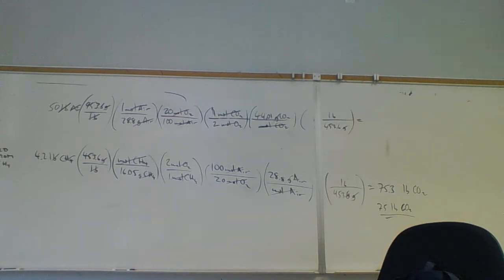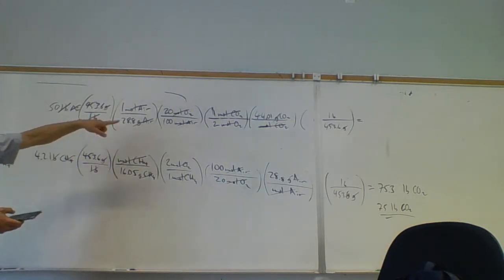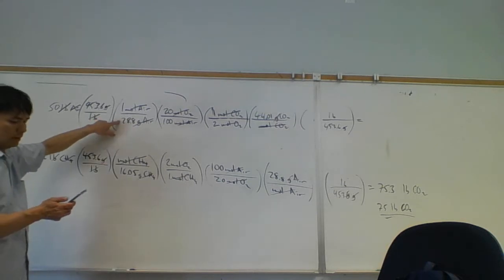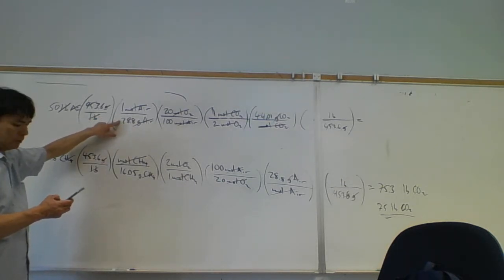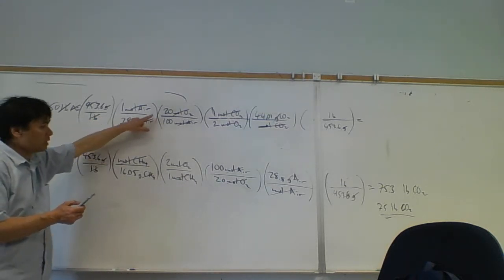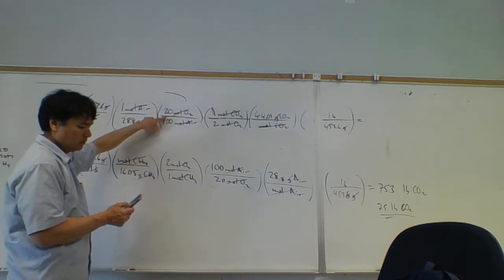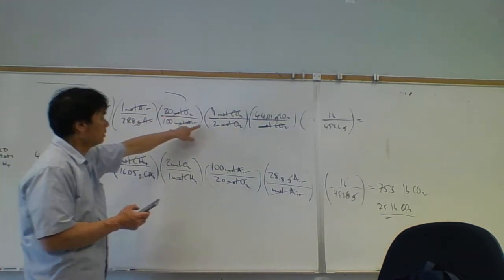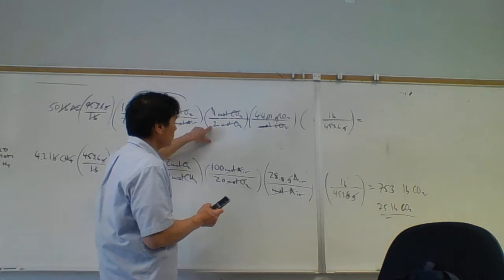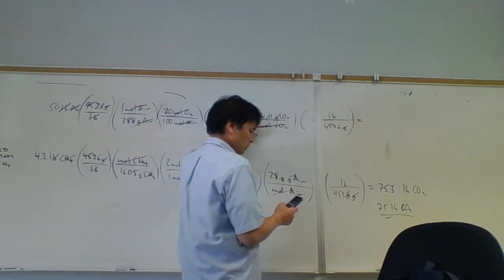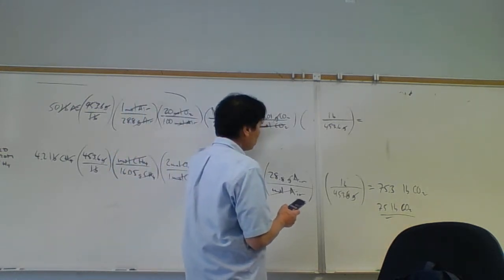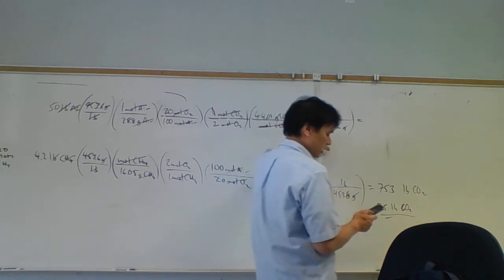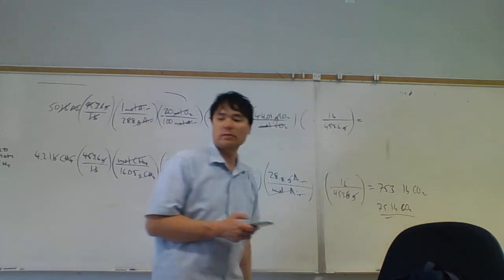And so let's go ahead and calculate this one. This is going to be 50, times 453 divided by 453 is just 1. So divided by 28.8 times 20 divided by 100 divided by 2 times 44.01. Oh, I already took care of that. Equals 7.64 pounds.